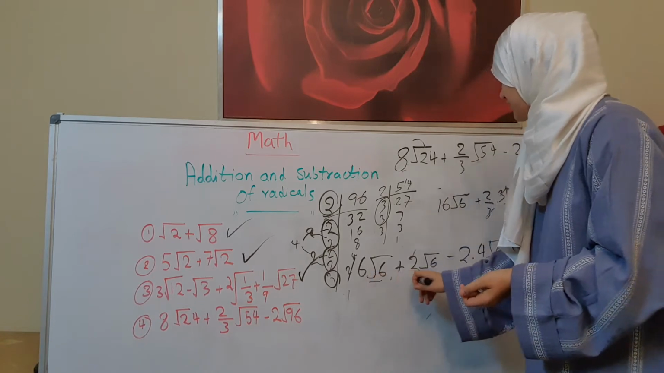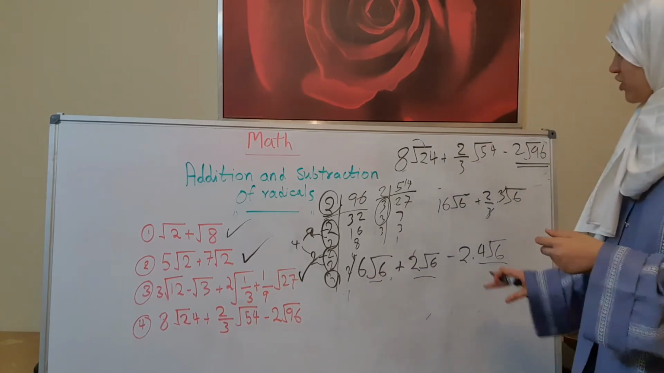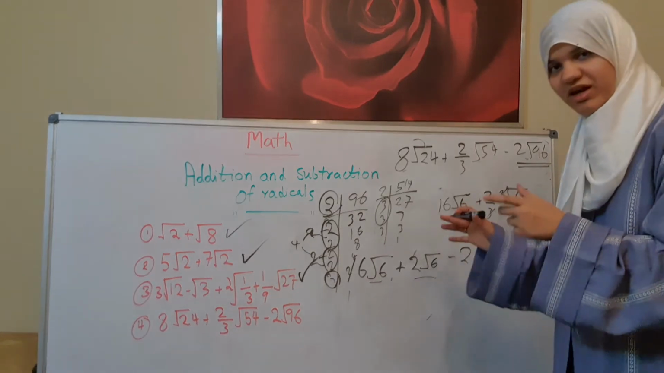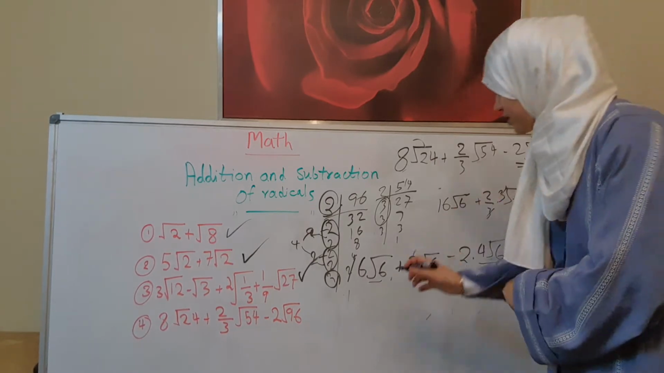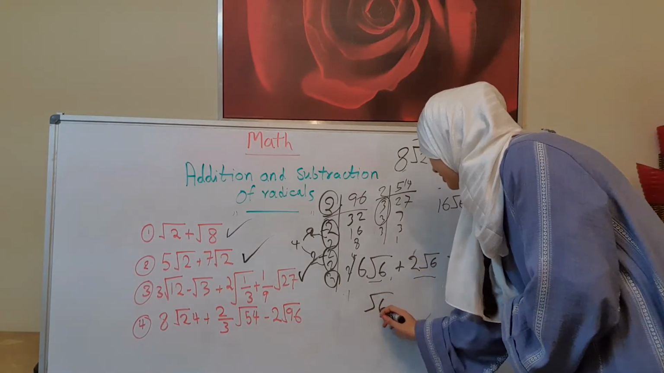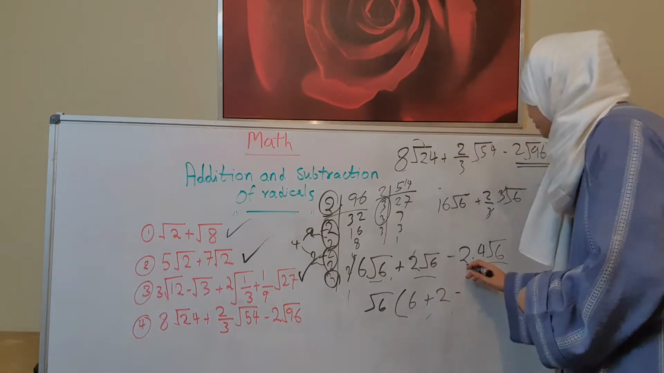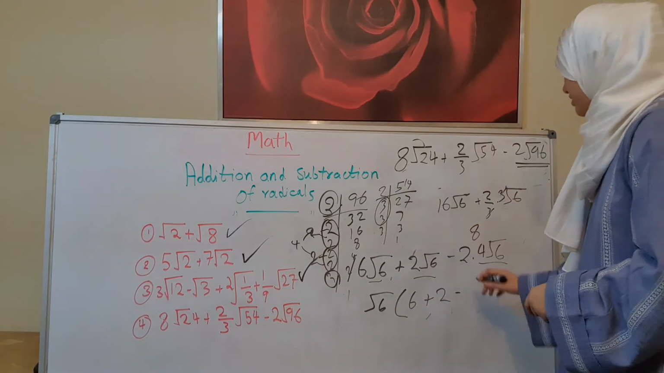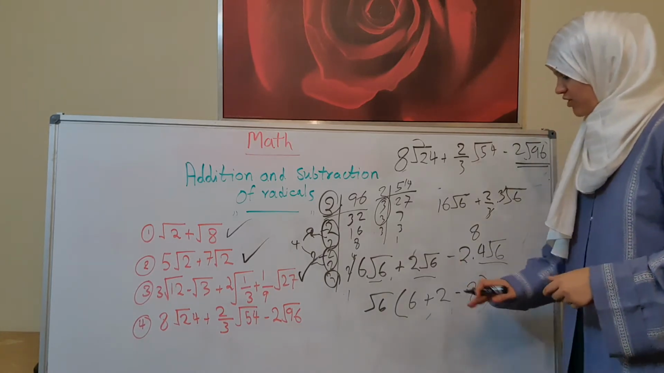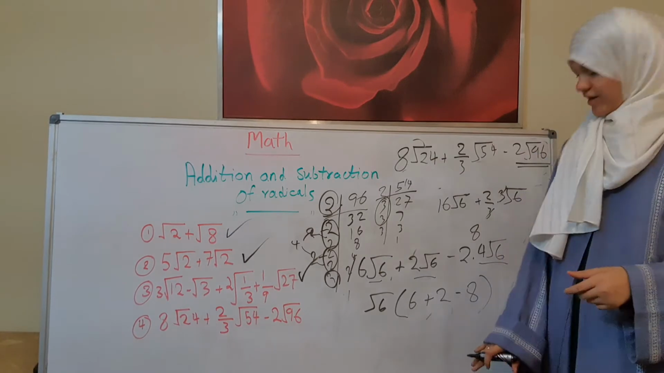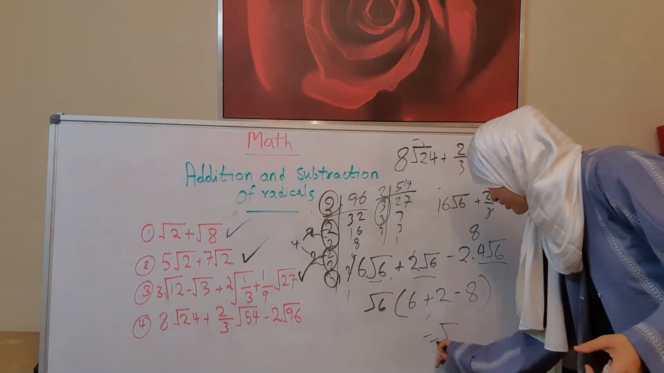After that, the common factor is radical 6. Now we will put all of the numbers that are behind the radical in one bracket and make the common factor outside the bracket. That means radical 6 in brackets 6 plus 2 minus 2 times 4, we know that's 8, negative 8. So now 6 plus 2 is 8, and the negative 8 makes it nothing, so the final answer will be only radical 6.